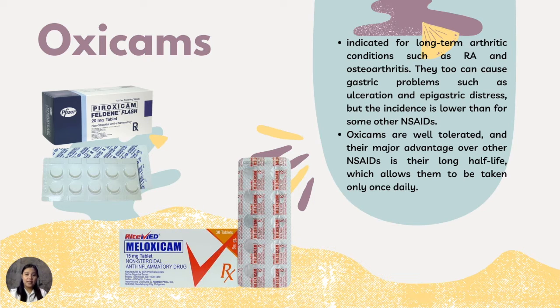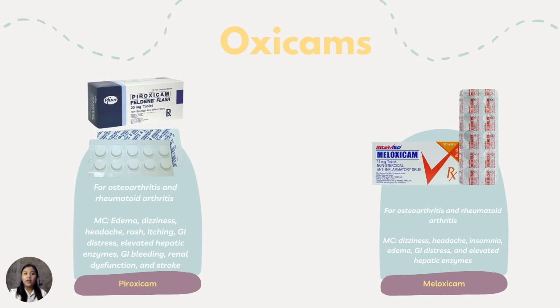Full clinical response to piroxicam can take 1 to 2 weeks, and this drug is also highly protein-bound and may interact with another highly protein-bound drug when taken together. Piroxicam should not be taken with aspirin or other NSAIDs, because aspirin is also 99% protein-bound, so there is possible toxicity. So we have here the piroxicam and meloxicam for long-term arthritis or rheumatoid arthritis. The side effects include edema, and we also have stroke here for the piroxicam.